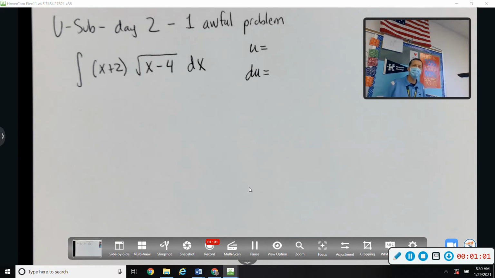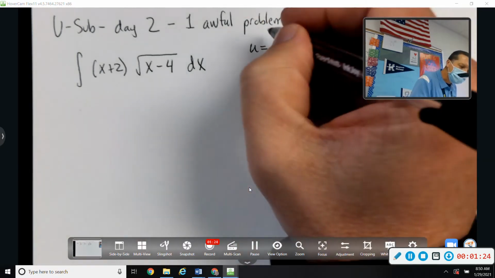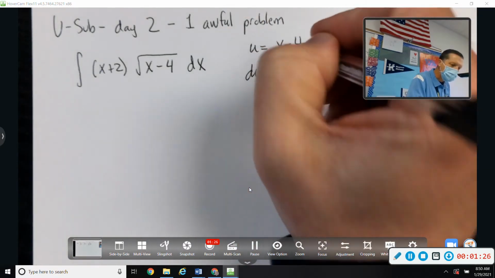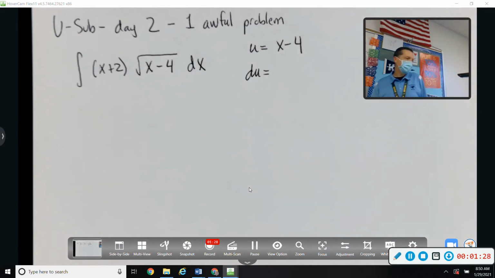It's what comes next. Any guesses on what we would pick for u just based on the ones we've done so far? You're probably going to be right in picking u. Good. Why did you pick x minus 4 instead of x plus 2? Because it's under the square root. It's more complicated, and that's usually what we've been doing. So that is correct. So we'll let u be x minus 4.